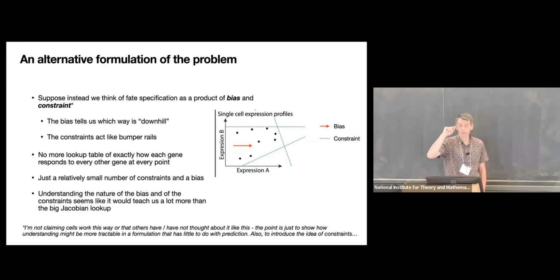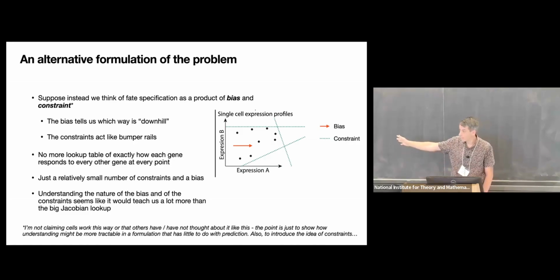And point number two, for the remainder of the talk, is to introduce the idea of constraints, which are one of the major things missing from the framework I've been describing so far. We learned an essentially unconstrained function f, constrained by the data I suppose, that maps from a gene expression state to a velocity vector.